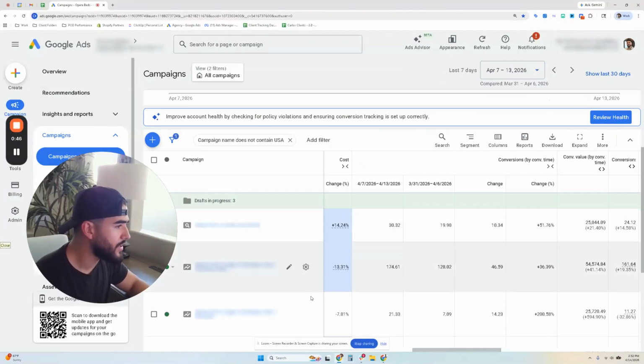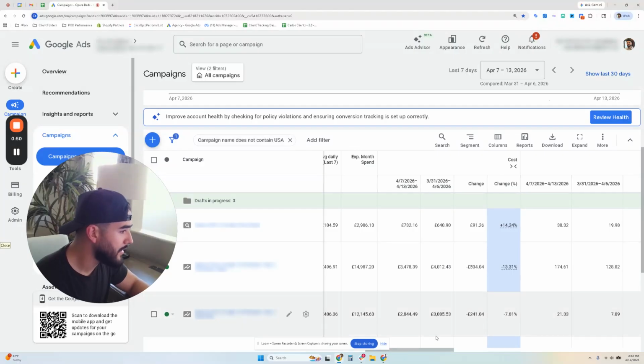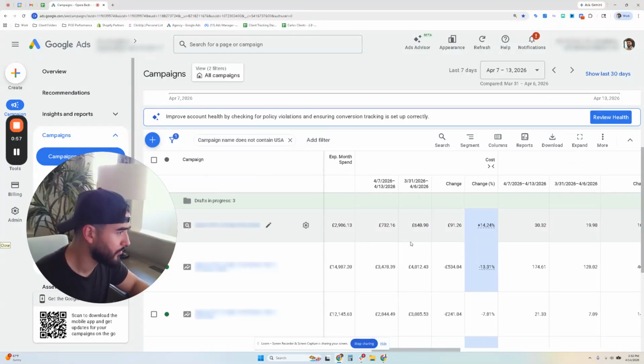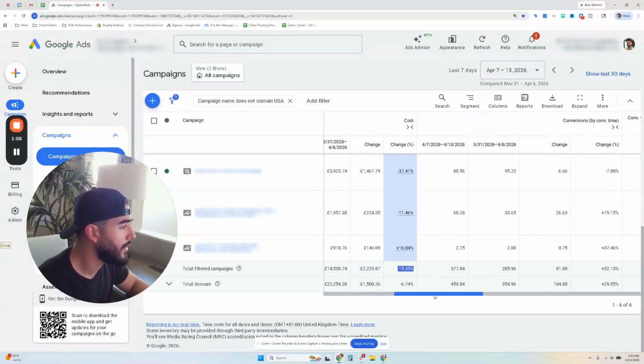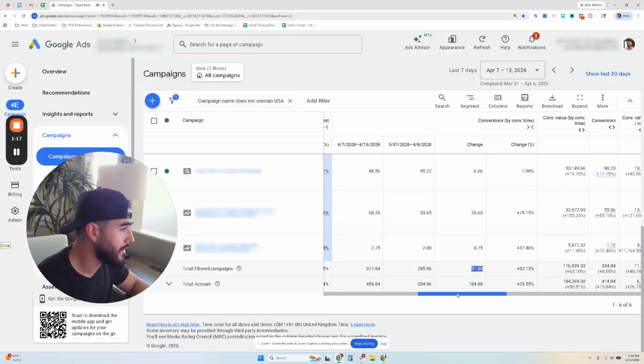You'll see I have each campaign here, and I'm looking at two things. I'm looking at the cost, and then I also want to pull the column for conversions. And this is going to be very telling because if I look at cost and I just scroll down to filtered campaigns right here, I'll see that I did spend less money week over week. I spent 15% less money. But if I actually look, my conversions are trending upward, right? That's great. That's really good, actually.